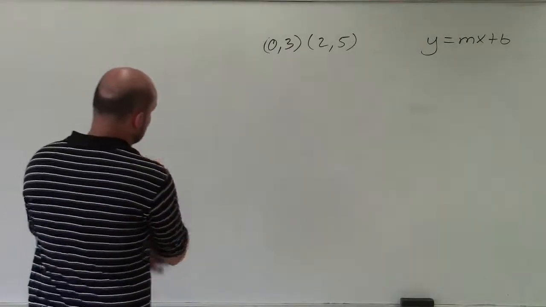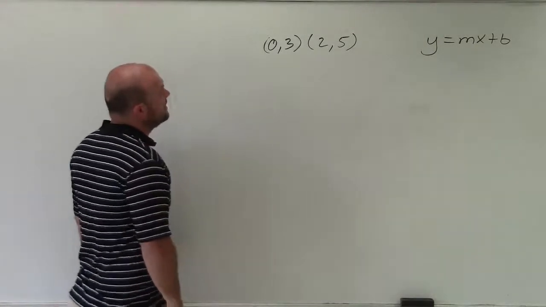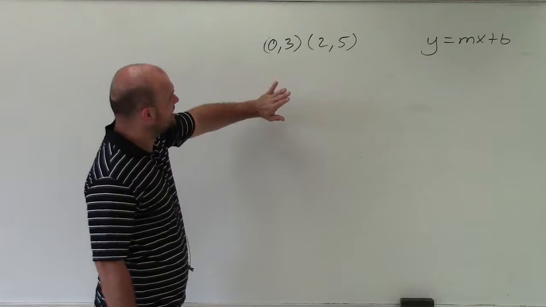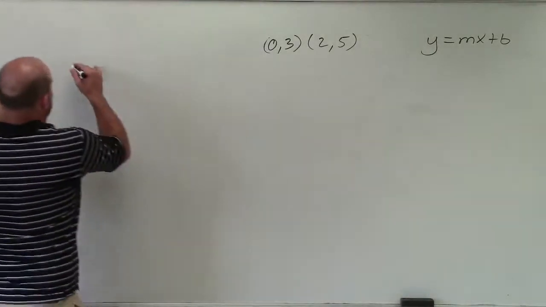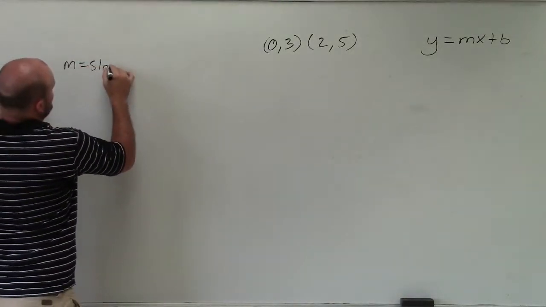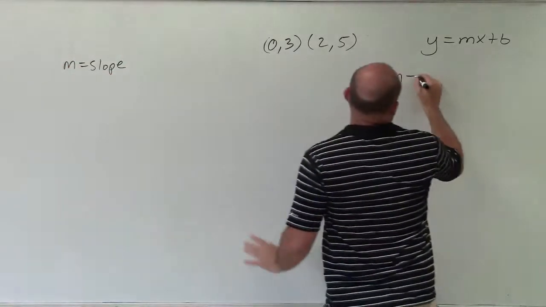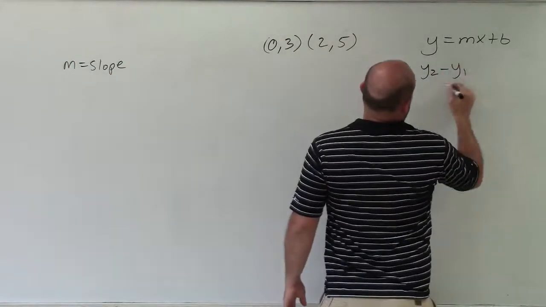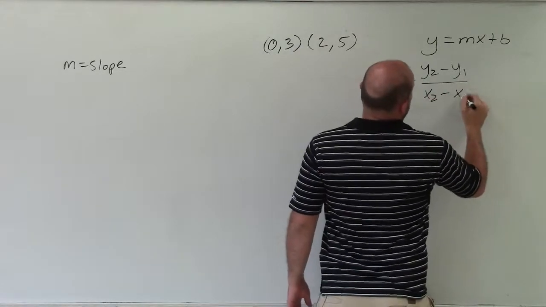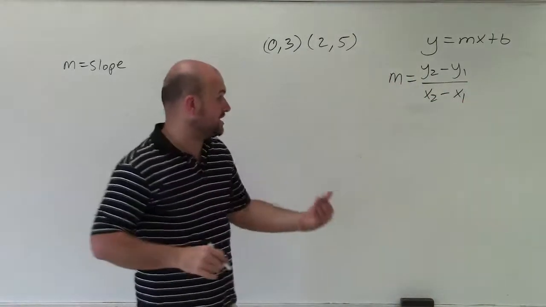Now, there's a couple different ways we can go ahead and do this. But the first thing I would like to do is determine what our slope is. So we know m equals slope, right? So to find the slope, well, the slope is m equals y2 minus y1 over x2 minus x1, where it's the change in y over the change in x.